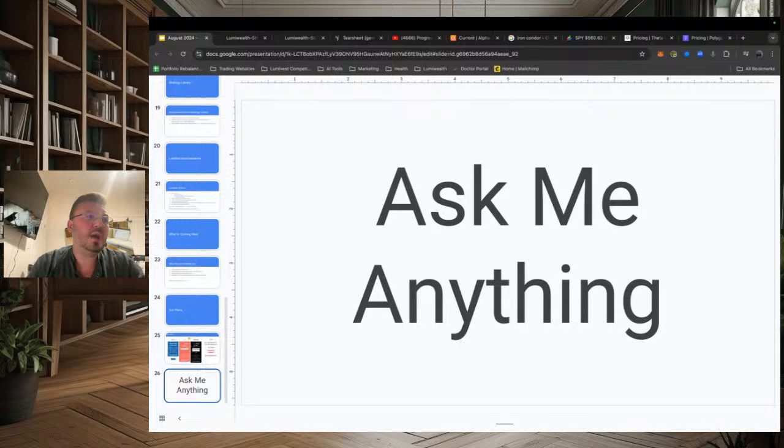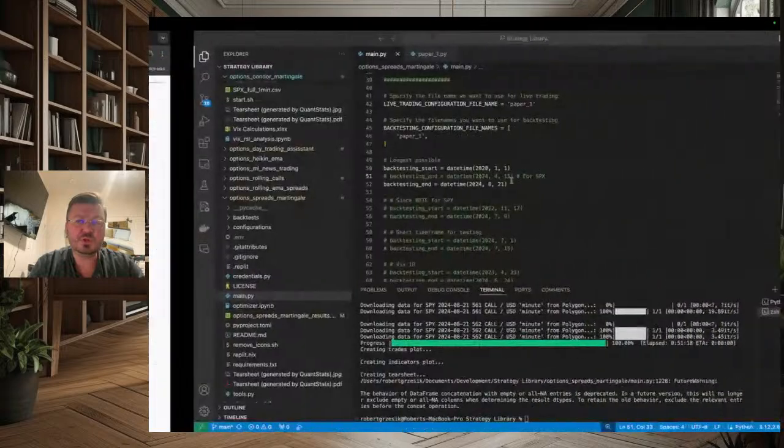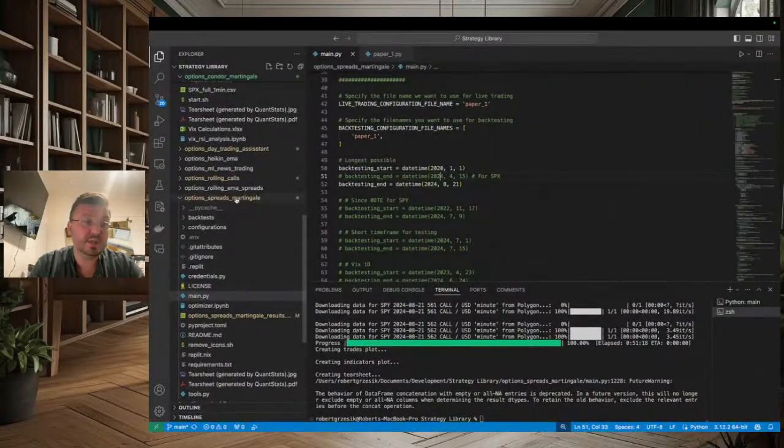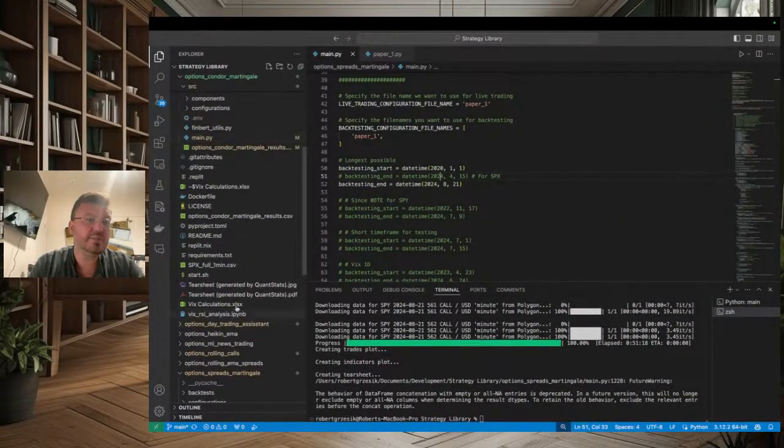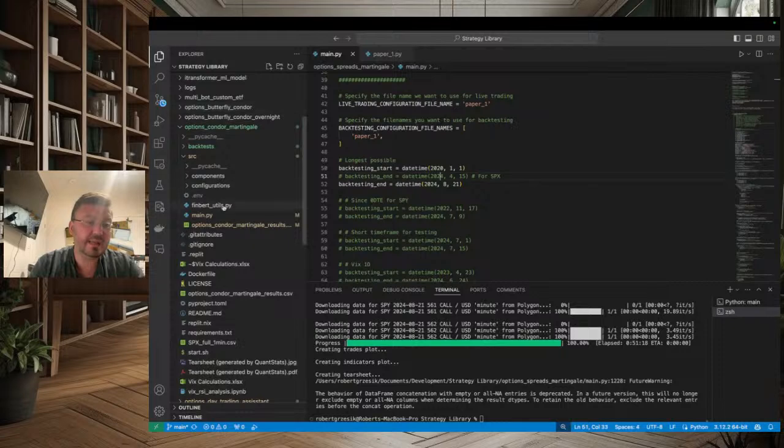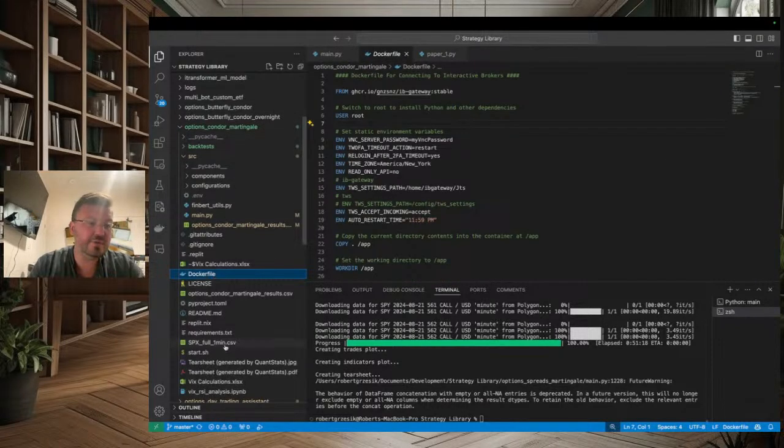So can we run paper trading on Interactive Brokers already? Yes, we can, Houchi. If you want to run stuff on Interactive Brokers, you're going to have to do it using Docker. Not every strategy has the Docker file in it yet, but for example, the Condor Martingale does. You need a Docker file and you need start.sh. Those are two things that are required. Then whatever service you want to run it on, as long as it uses Docker files, it's fine, right? So we use render.com.